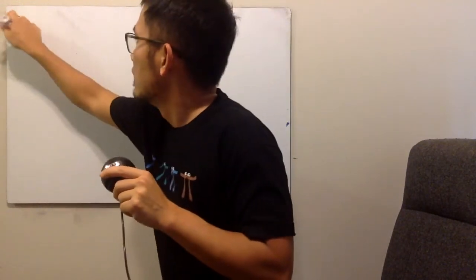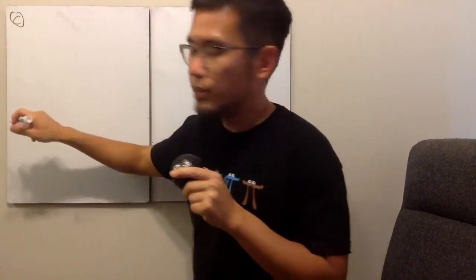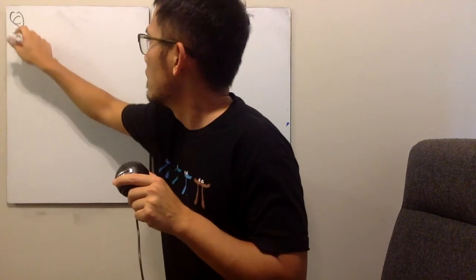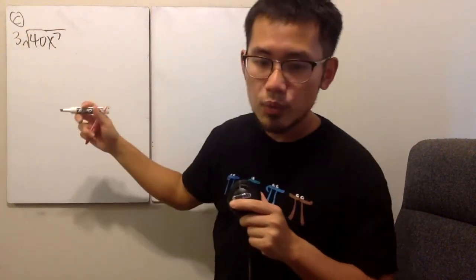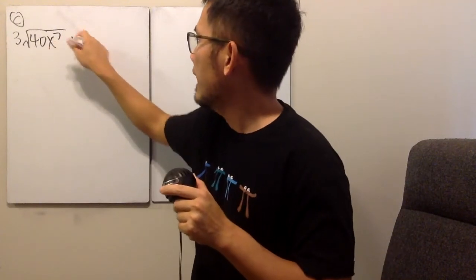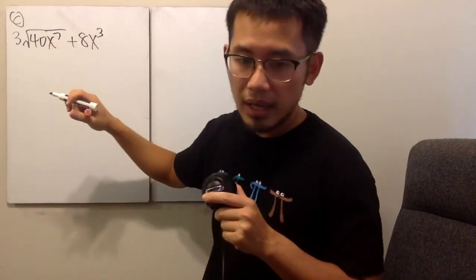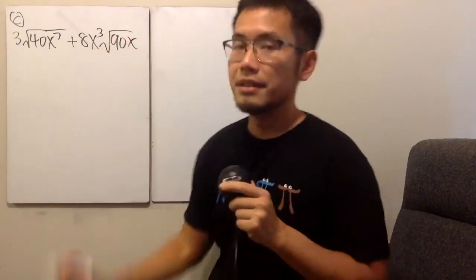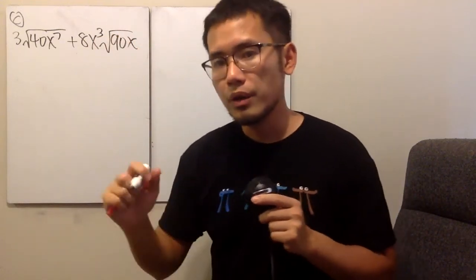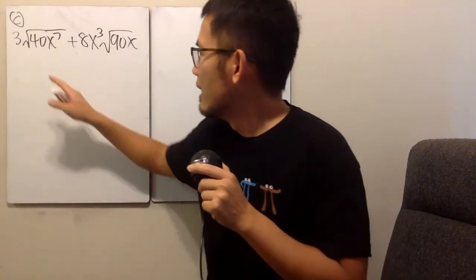Okay, so C is this. We have 3 square root of 40 x to the 7th power, and then we have to add 8x to the 3rd power square root of 90x like this. Well, let's go ahead and do some work right here.